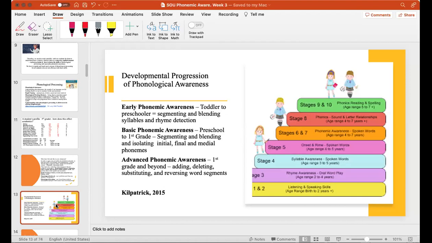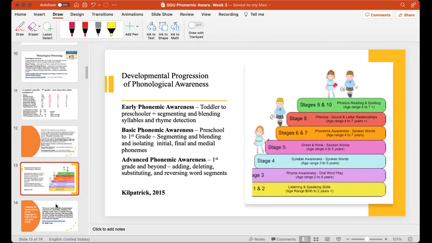First grade and beyond is where we get more sophisticated, advanced phonemic awareness. This is where we ask our students to add a sound to a word, to leave off a sound, to substitute, or even to reverse. And it shouldn't say word segments, it should say sounds. And this is the work of David Kilpatrick, and he's done a lot of really good work with this.